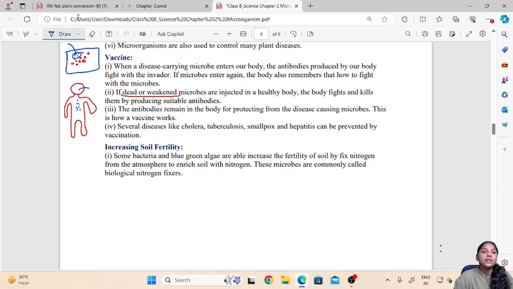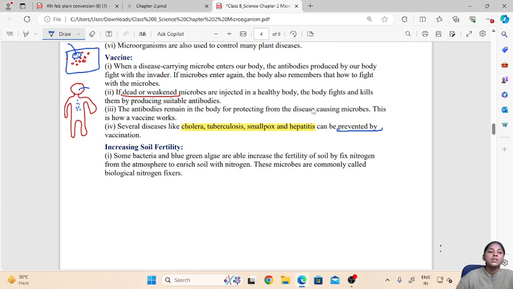So several diseases like cholera, tuberculosis, smallpox and hepatitis can be cured or prevented by doing the vaccination. So when we are actually attacked by these diseases, we already know how to fight against them because of the vaccination.